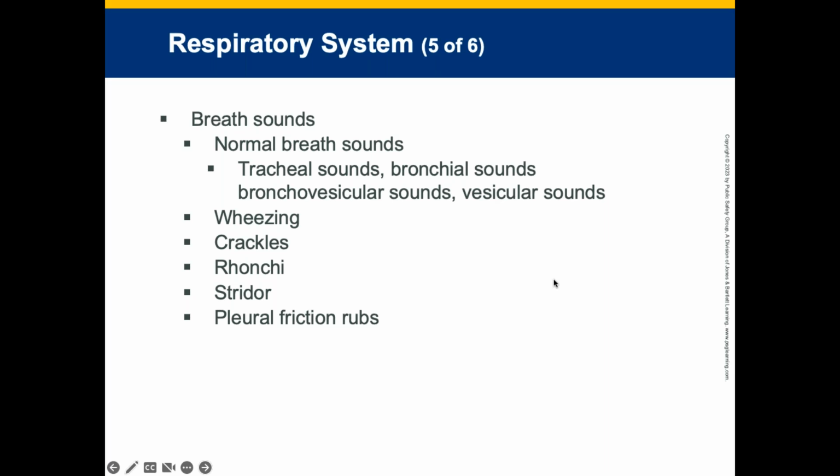Stridor is more of a brassy crowing sound. You'll see that in patients that have narrowing or swelling or obstruction in the upper airway, like a foreign body airway obstruction, or it could be something like croup in a child, and things like that. So you just got to pay attention to those. Pleural friction rubs are a squeaking or a grating sound that occur when pleural linings rub together.